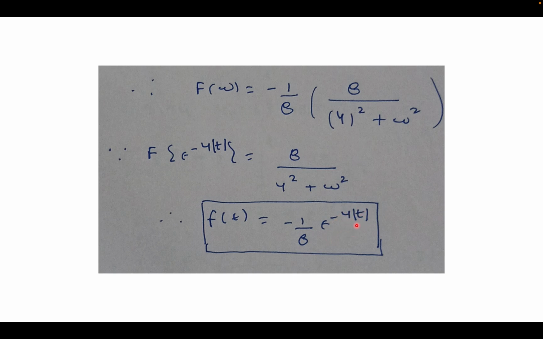t, right? So here I have just used the following property of the Fourier transform, where I already know what is the Fourier transform of e power minus 4 mod t, and from there it's very easy to back calculate what is the function f of t, right? From here, minus 1 by 8 was outside, and then I have the following term.